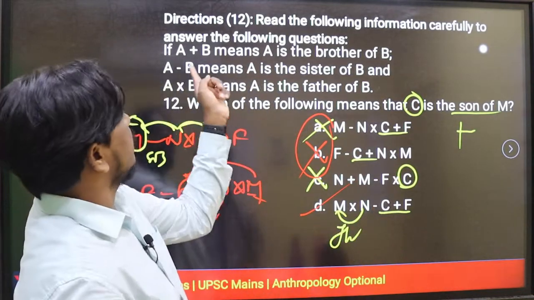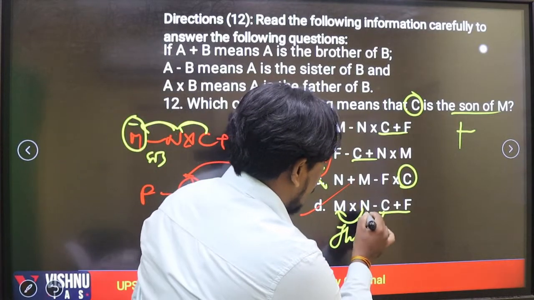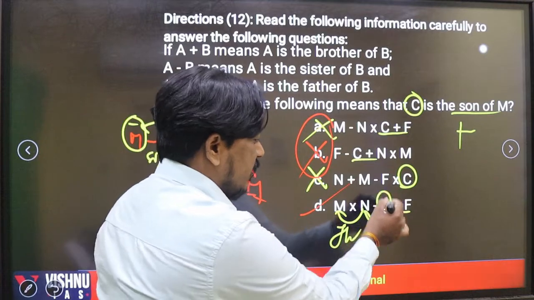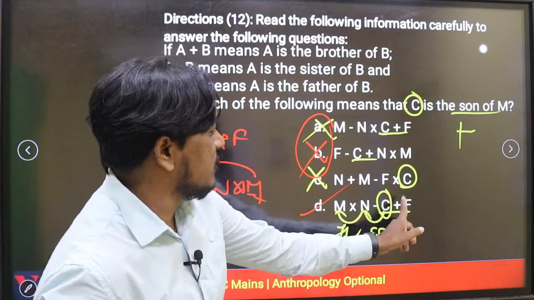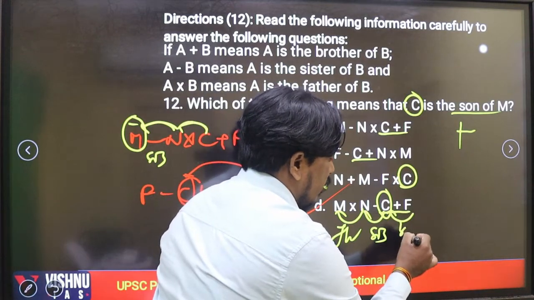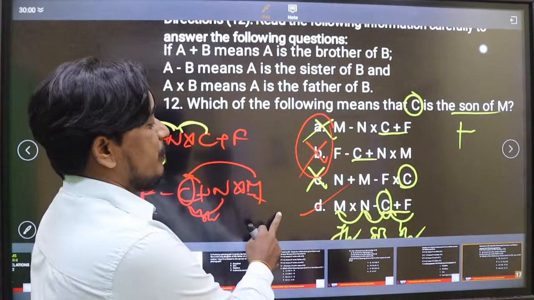And minus means what? Sister. N is the sister of C. See, myself is C. Obviously C is already male, because we already eliminated that in this place. Or otherwise, we can take this as a brother, whatever, if you want to draw a diagram. Now, from C to M, we will check.